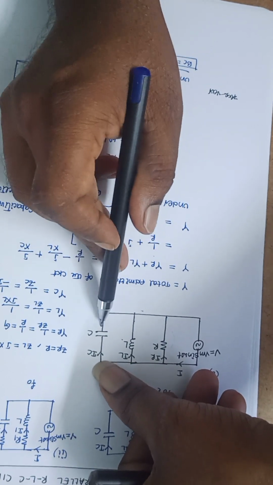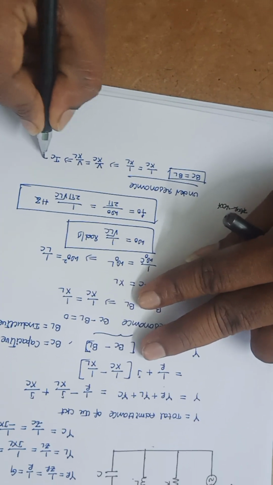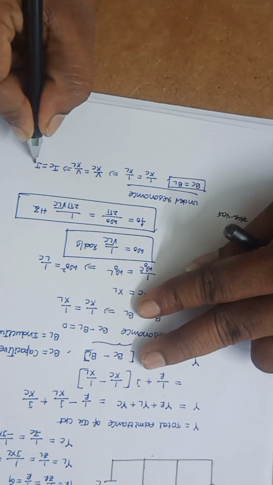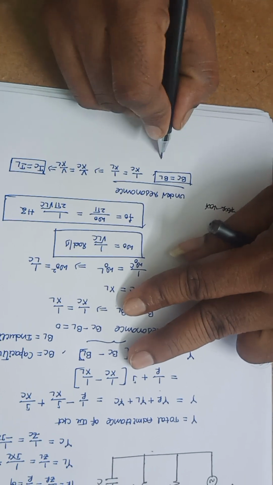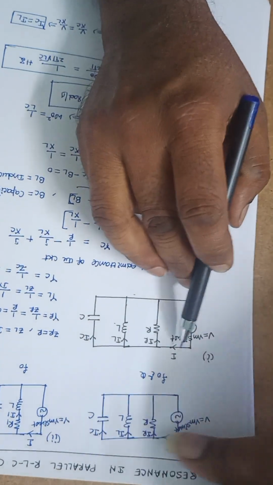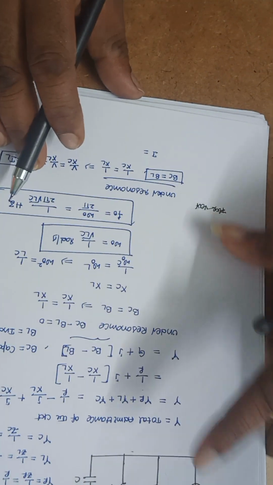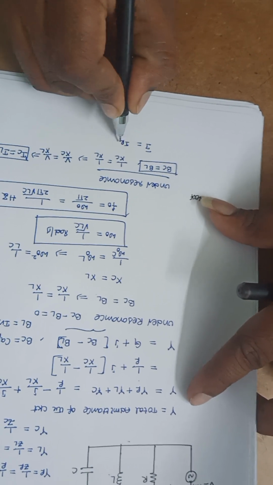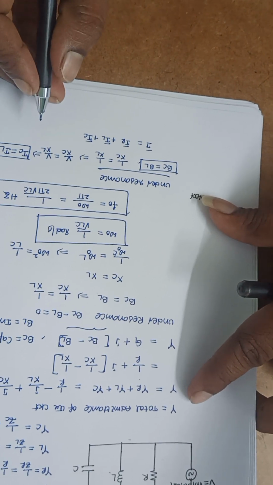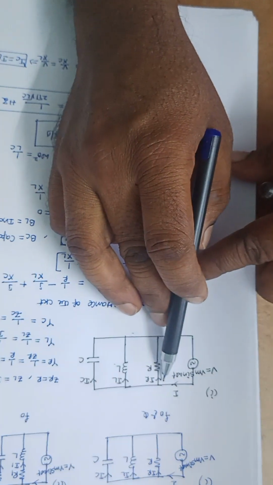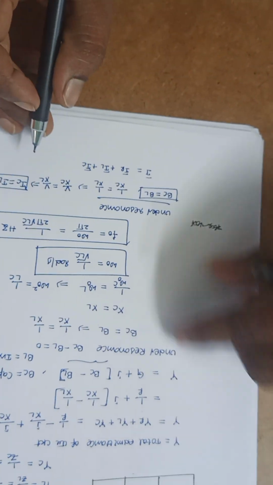V by XC is the current flowing through this capacitor. So V by XC is nothing but IC. V by XL is nothing but IL. So IC is equal to IL under resonance condition. But we know that I bar is equal to IR bar plus IL bar plus IC bar. From the KCL, Kirchhoff current law, sum of the entering currents is equal to sum of the leaving currents. So I bar is equal to IR bar plus IL bar plus IC bar.